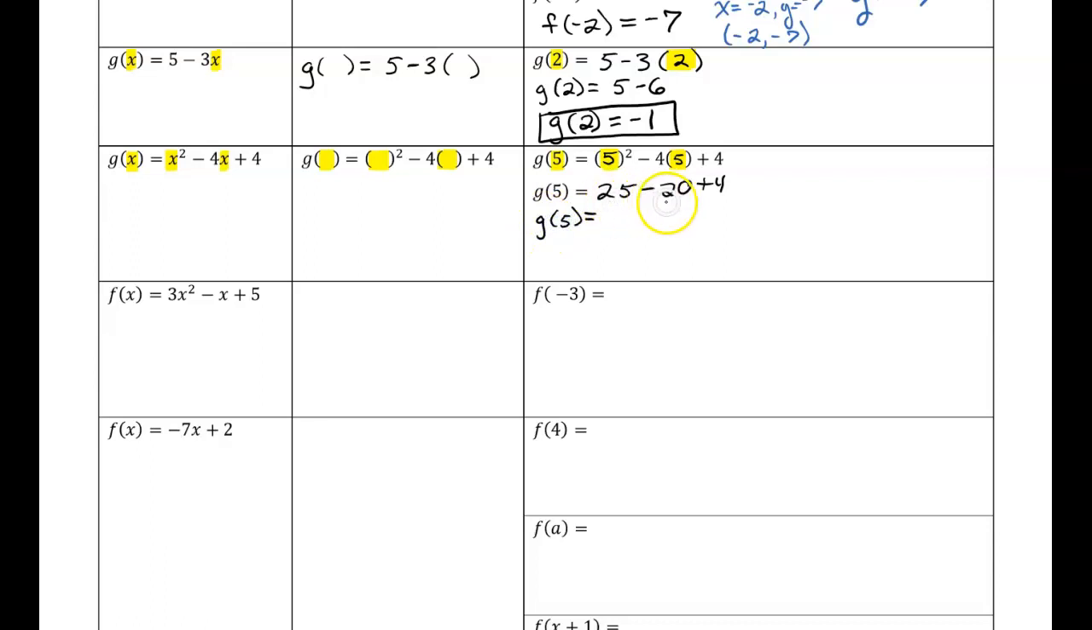Let's see, 25 minus 20, well, that's 5. Plus 4, that's my last piece here, and 5 plus 4 is 9. So g of 5 is equal to 9. The y value is equal to 9 when I plug in an x of 5.